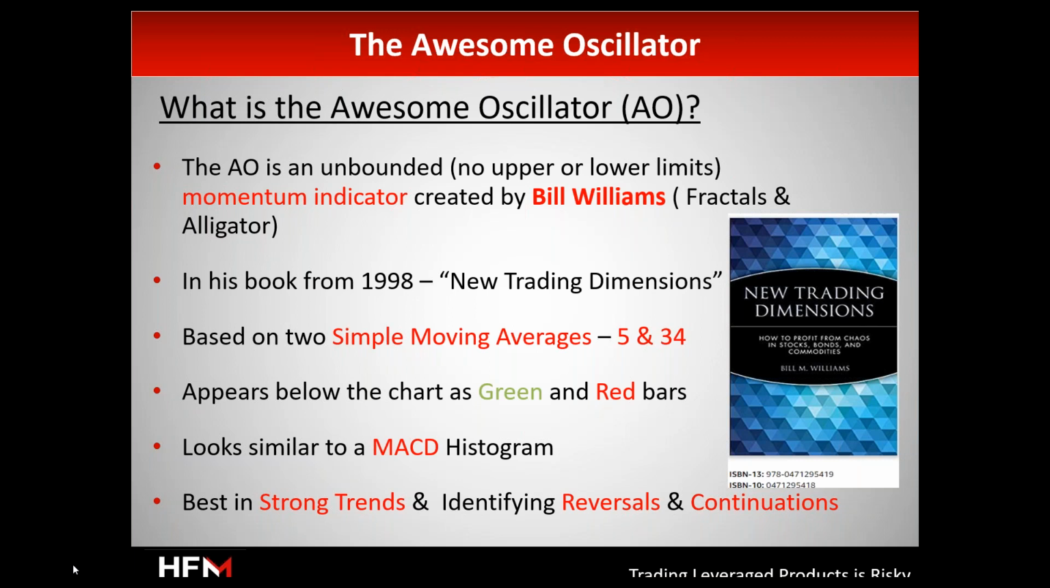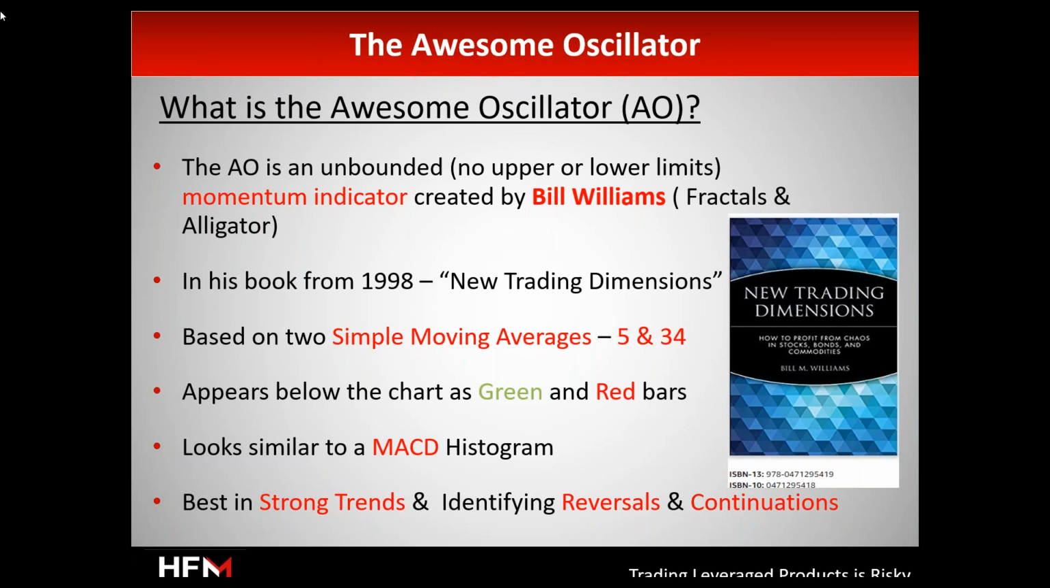As I said, it was developed by one of the most famous technical analysts and chartists, Bill Williams. But what is it? First of all, it is an oscillator, and actually a non-limited oscillator. It is based on moving averages. Its formula includes simple moving averages, the 5 and the 34. I will show you exactly how it looks.